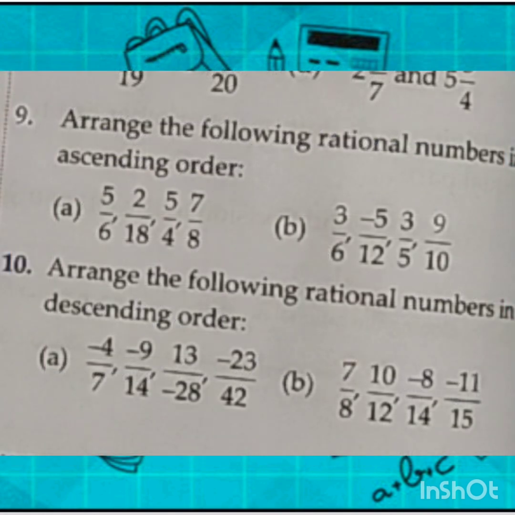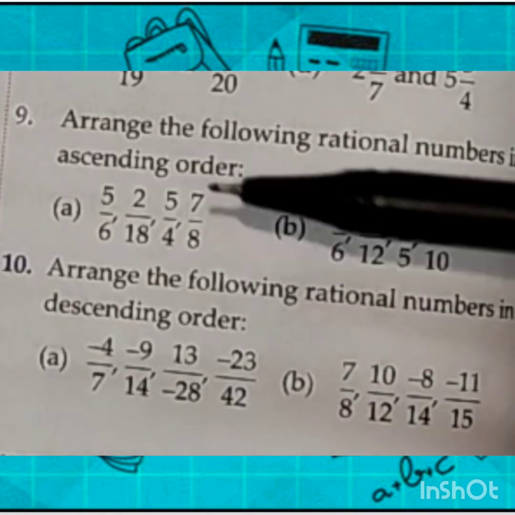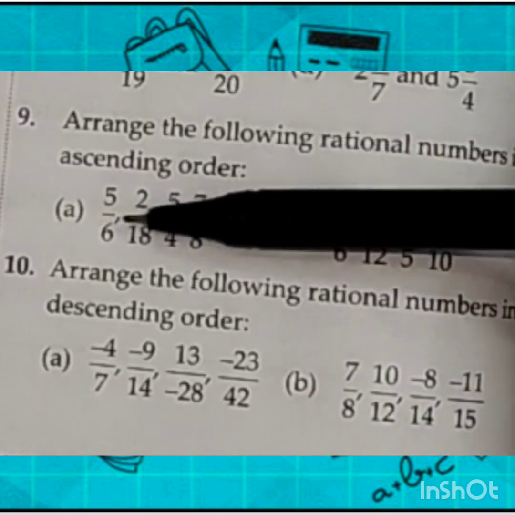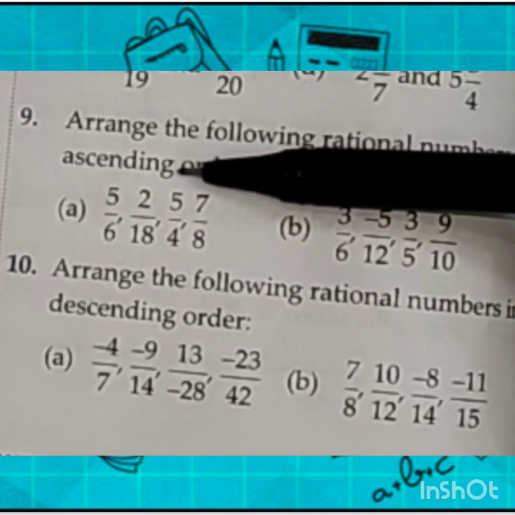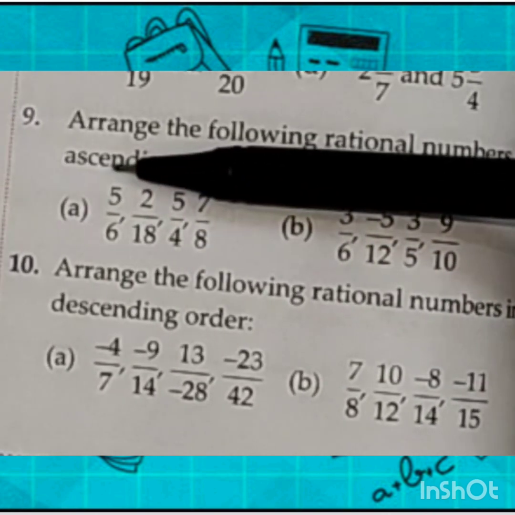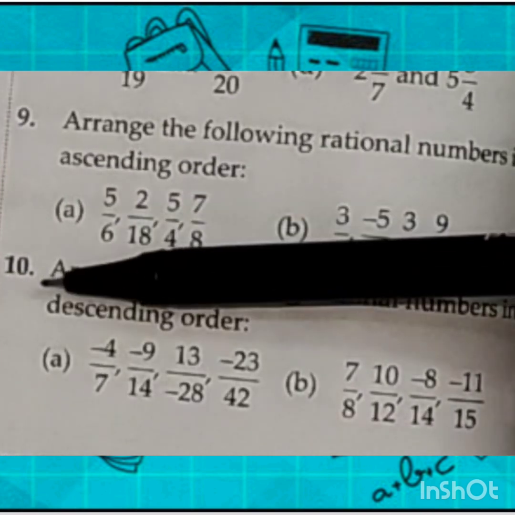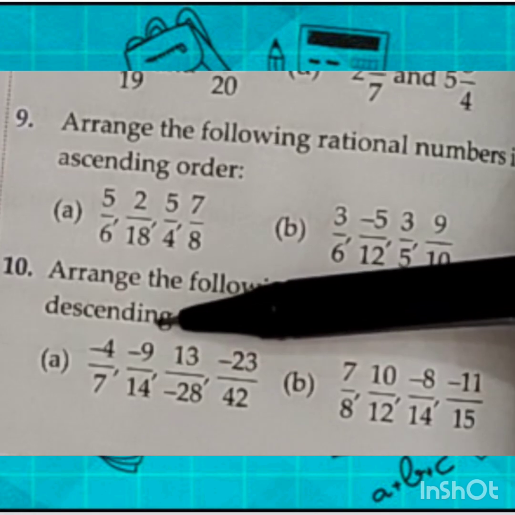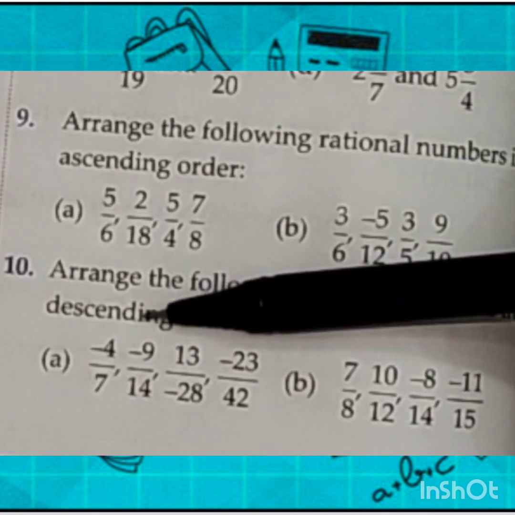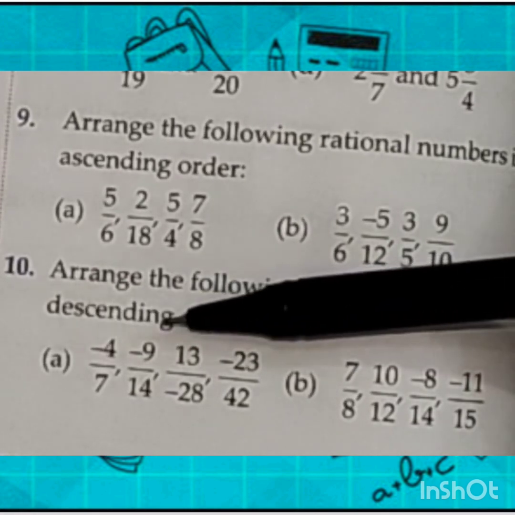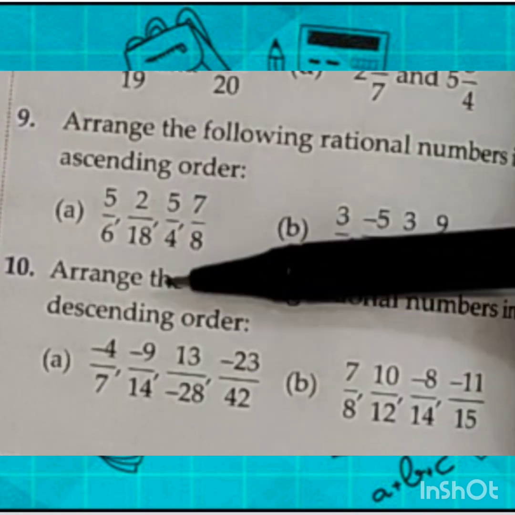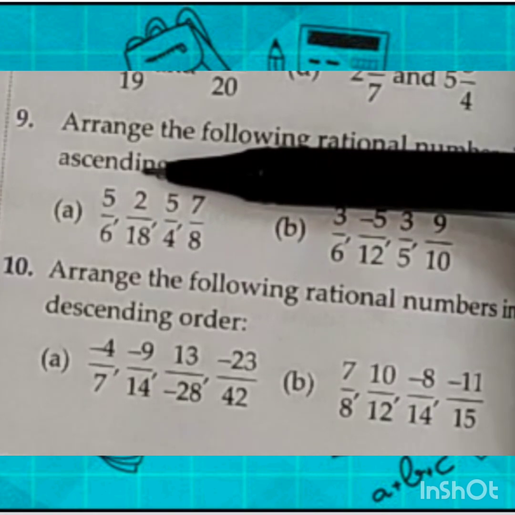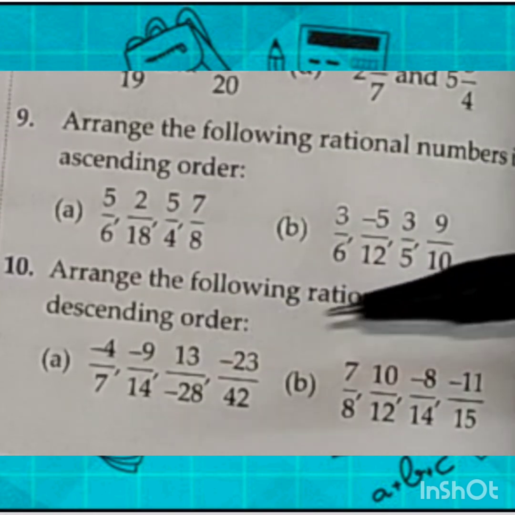Now question number 9. In this question, we have been given 4 rational numbers, and we have to write these rational numbers in ascending order. Ascending order means from smaller to bigger number. And in the 10th question, again 4 rational numbers are given, and we have to write them in descending order. Descending order means from bigger to smaller. The method of these two questions is the same. Only this is in ascending order and this is in descending order.